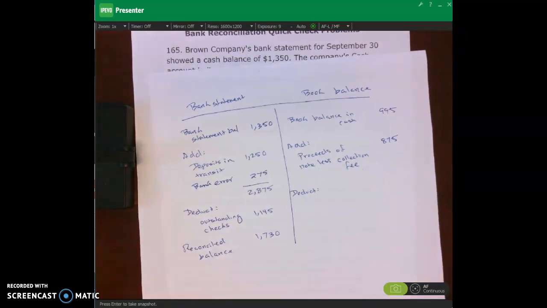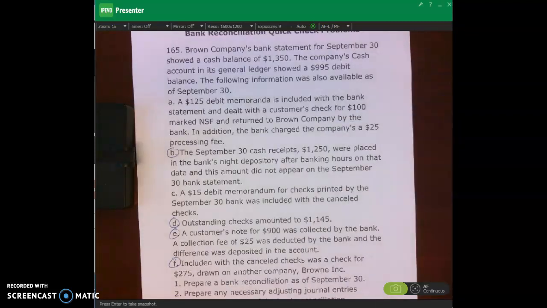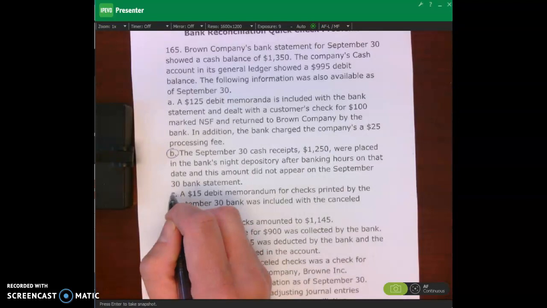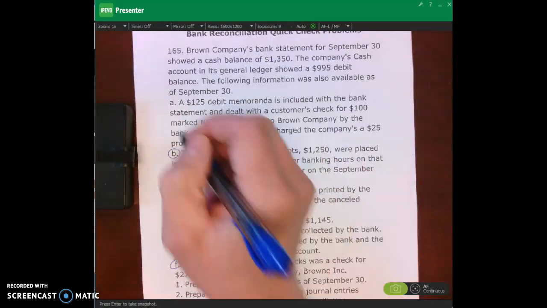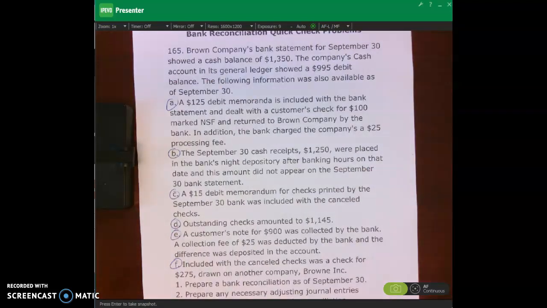Okay, so we're looking now at part 7 on page 162, and we're going to identify and list any unrecorded debit memorandum, so check printing fees and non-sufficient funds, for example. So we look over here, and we do have this check printing fee right there. And then we do have a non-sufficient funds right there.